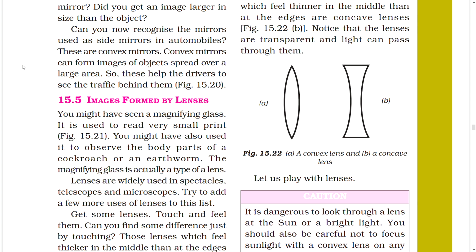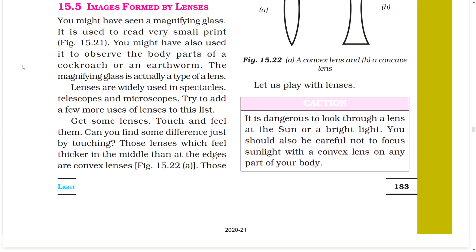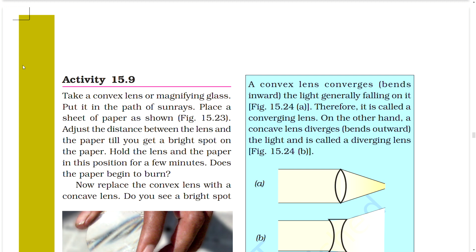Let us play with lenses. Caution: it is dangerous to look through a lens at the sun or a bright light. You should also be careful not to focus light with a concave lens on any part of your body. Activity 15.9. Take a convex lens or magnifying glass, put it in the path of sun rays, and place a sheet of paper as shown. Adjust the distance between the lens and the paper till you get a bright spot on the paper. Hold the lens and the paper in this position for a few minutes. Does the paper begin to burn?